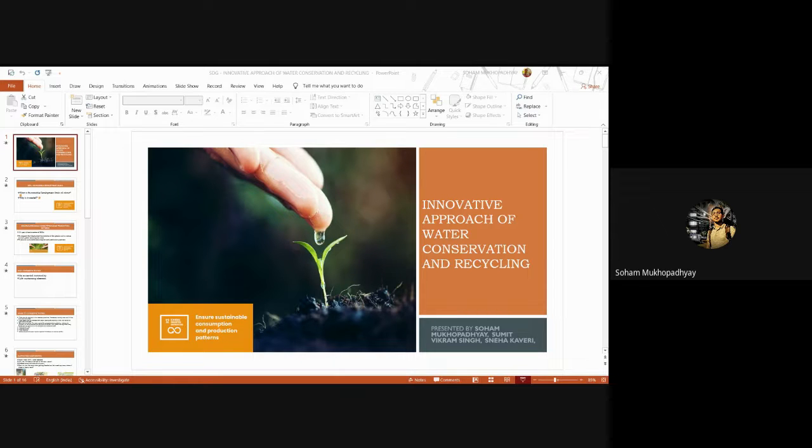So now I hope you all see that the 12th goal in this case ensures that there should be a sustainable consumption and production pattern. You can see this logo here. This is the logo, responsible consumption and production, and these are all those points I have explained right now. So proceeding to the next slide.